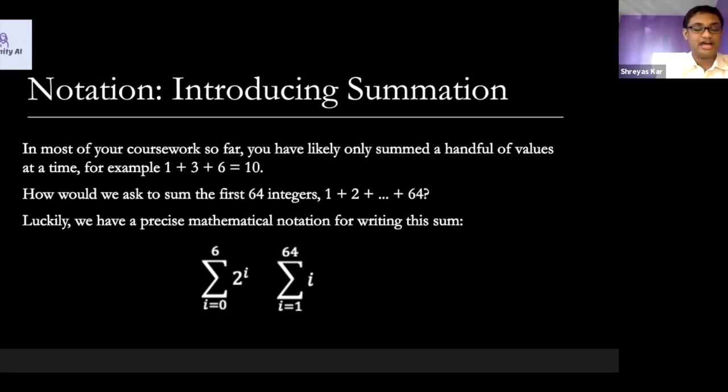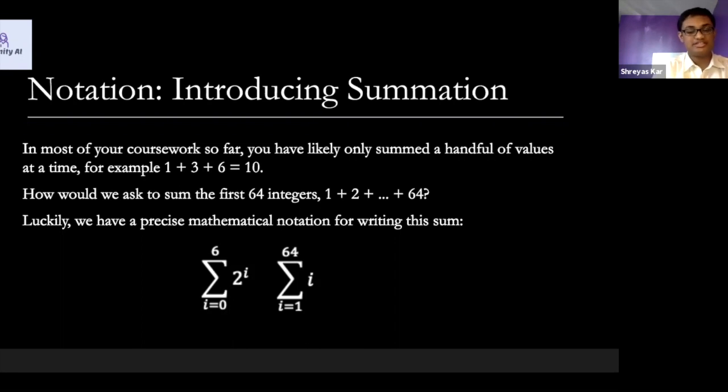But that's very tiring. You don't just want to write all 64 values. So instead, what's commonly done is people just use these dots. So if you wanted to sum the first 64 numbers, you would just do 1 plus 2 plus 3 plus 4 dot dot dot up until 64, and just generally assume that the reader understands what that is.